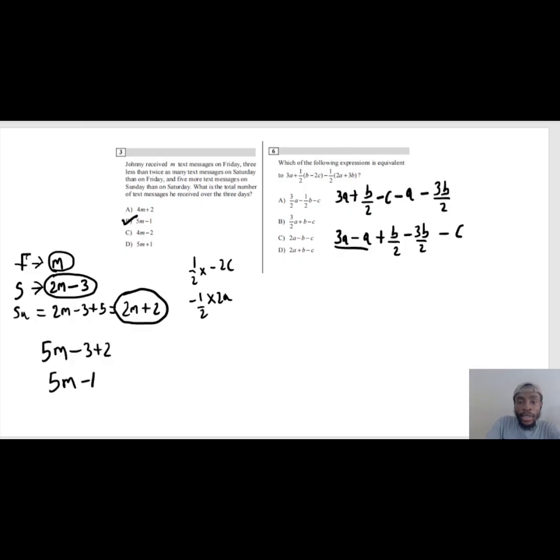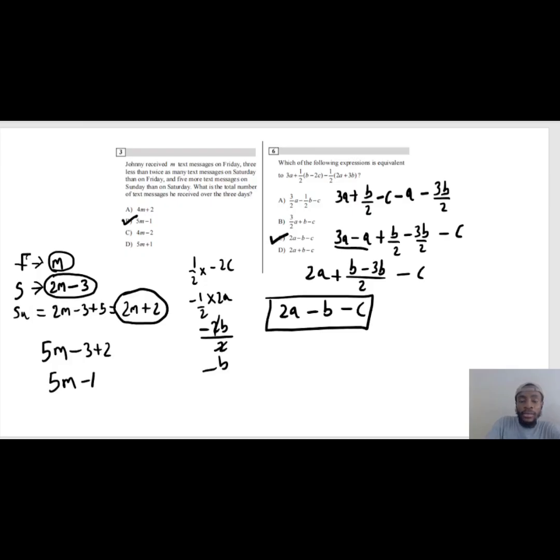So 3a minus a is what? 2a. So do the LCM here, that will be b minus 3b minus c. This will give us 2a. Now b minus 3b is what? Minus 2b divided by 2. That will give us minus b. So the answer is minus b and here is minus c. So this is our answer: 2a minus b minus c. Option what? C. All right, let's move on.